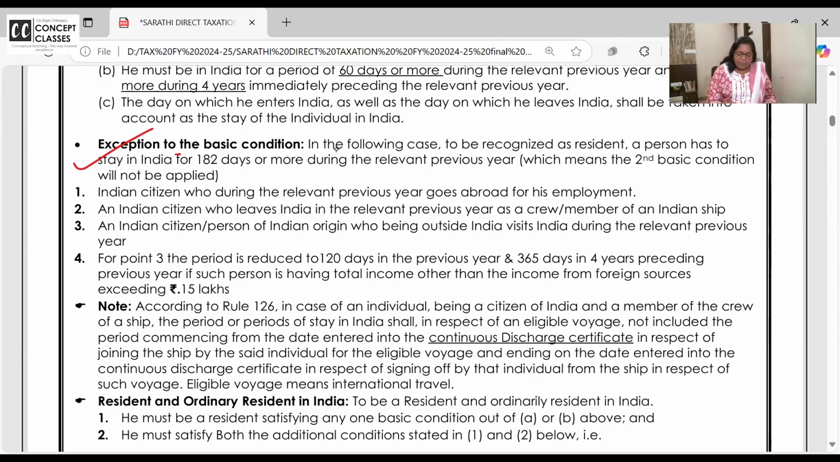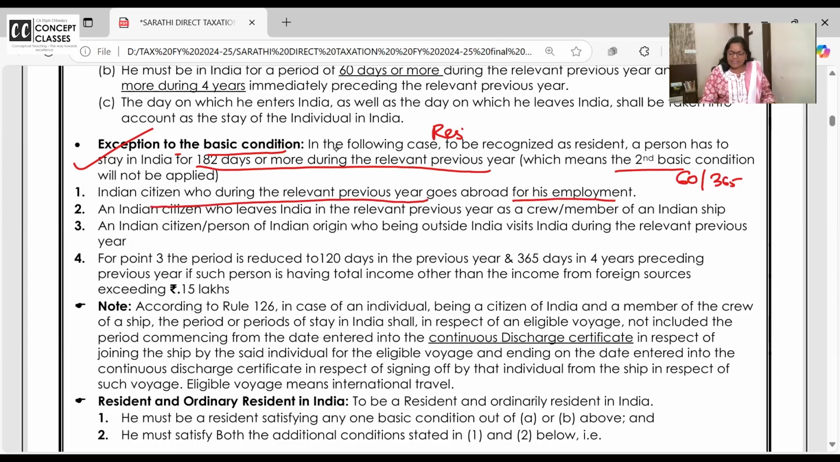चलो. Now I'm teaching you exceptions to the basic rule where 182 days or more if you are in India, then only you are said to be resident. Second basic condition is not applicable. Ma'am, what is second basic condition? 60 days, 365 days, not applicable. Indian citizen going abroad for employment. 60 days wala dekhna hi nahi hai. Are you in India for 182 days or more? Aa jao, resident.